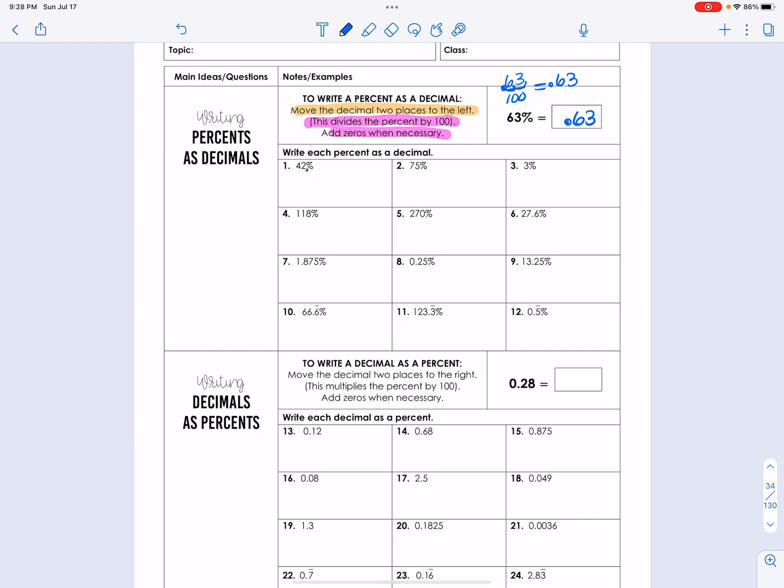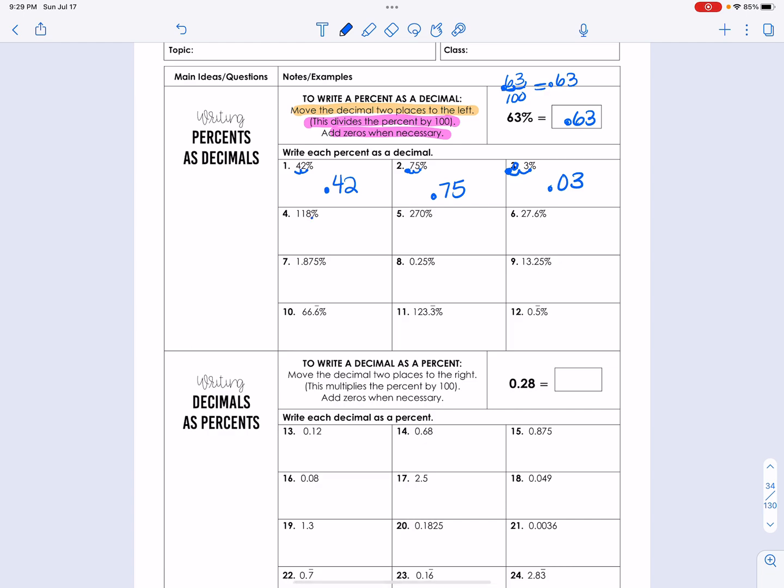So you're taking this 42 and you're moving it 2 places, and it's 0.42. You're taking the 75 and you're moving it 2 places, and it's 0.75. Now this one gets tricky. You're taking 3 and you move it 2 places. Well, there's not a place there, so you have to put a 0 in front.